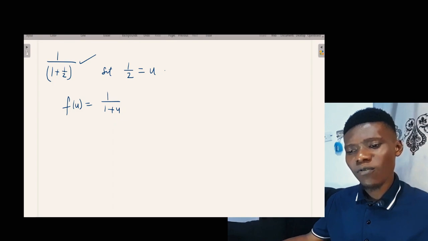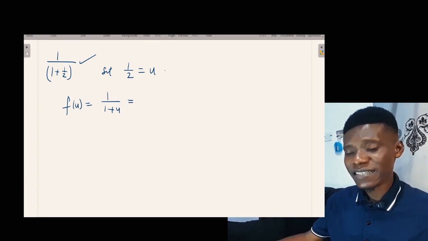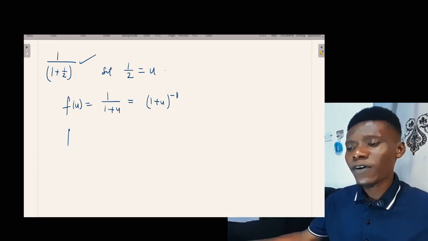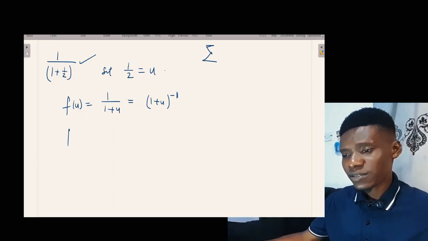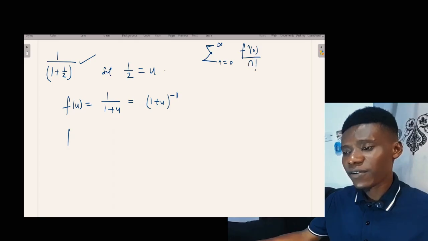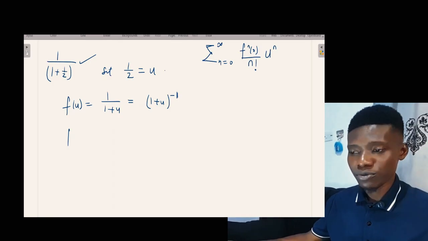Now, 1 over 1 plus u is the same thing as 1 plus u to the power of minus 1. Now, don't forget the Taylor series: the sum from n equals 0 to infinity of fn of 0, as a Maclaurin series, times u to the power of n. Don't forget we are dealing with u. So this is what we'll be using.